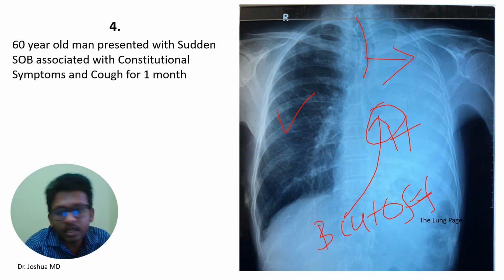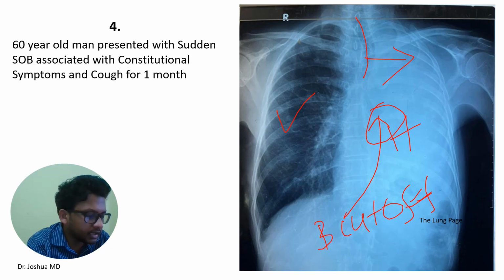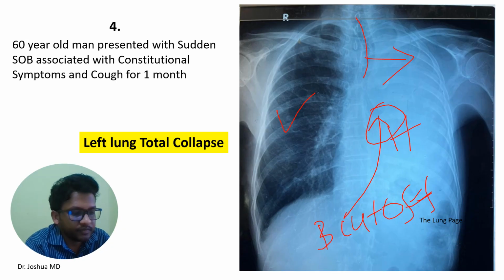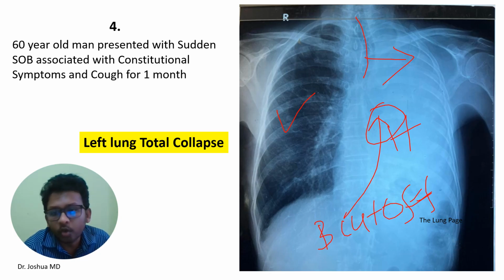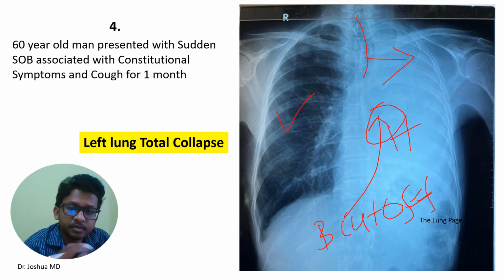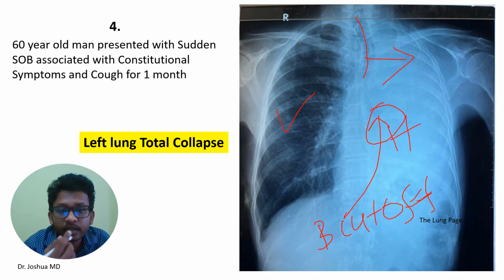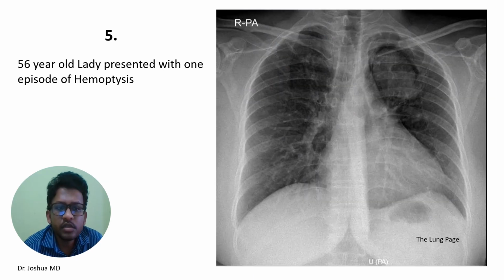So this is called the bronchial cut-off sign on the left side. So this is called total lung collapse of the left. So the diagnosis of this chest X-ray is left lung total collapse. Sometimes, because of a mass, we have to go for bronchoscopy or CT to identify the mass and go for further management. So the fifth case scenario is a 56-year-old lady presented with one episode of hemoptysis.